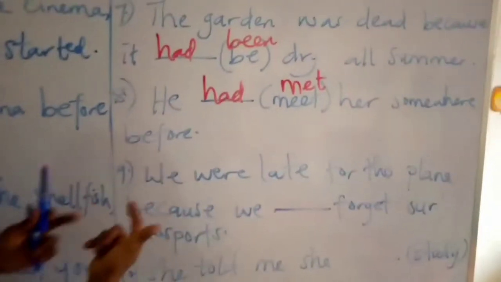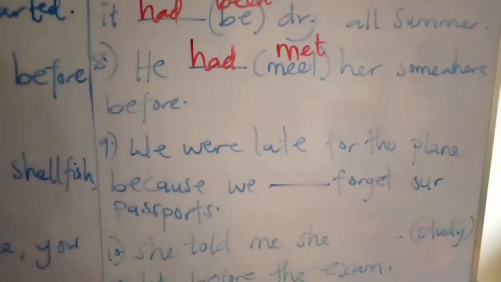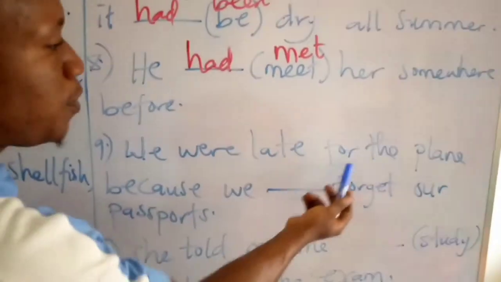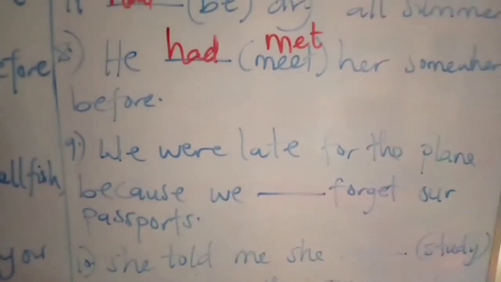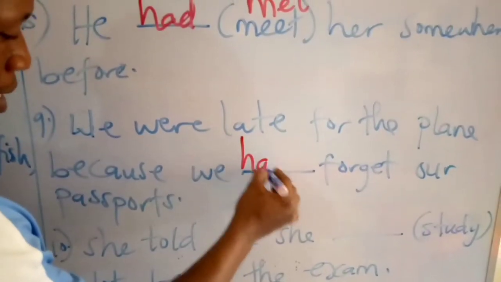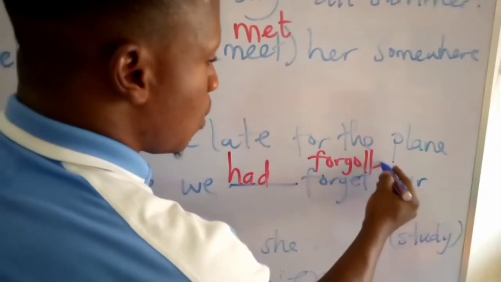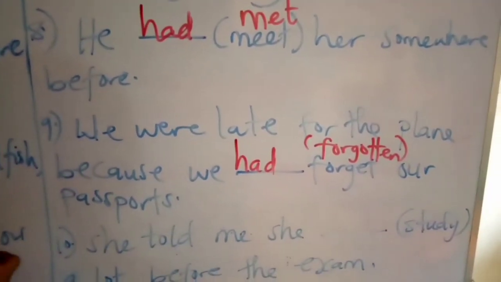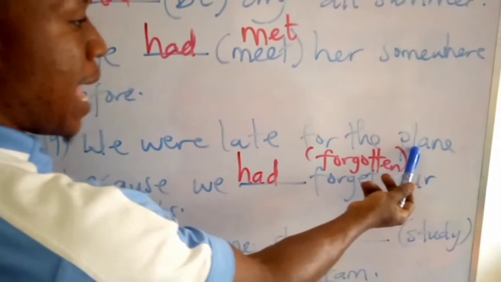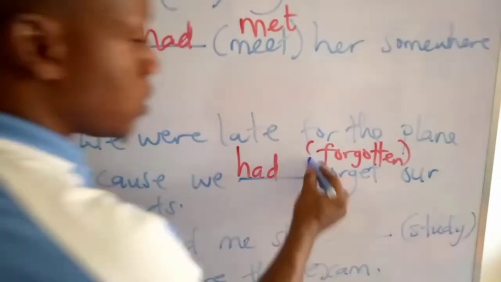Number 9. We were late for the plane because we dash forget our passports. We were late for the plane because we had forgotten our passports.